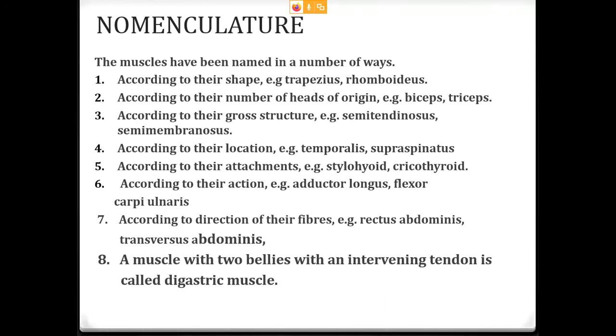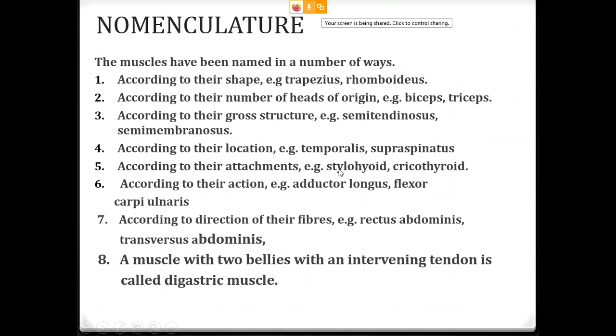First one is trapezius. According to their shape, the muscle name is trapezius; it is in the form of a trapezium. Then rhomboideus, as it is in the form of a rhomboid, so it is called rhomboideus. According to the number of heads of origin, the biceps arises from two different areas of the bone, so it is called biceps, and triceps arises from three different areas. Then according to the gross structures, there are muscles like semitendinosus. Some part of the muscle appears like a tendon, so it is called semitendinosus. And semimembranosus, some part of it appears like a membrane, called semimembranosus. According to their location, as it is located in the temporal region, the muscle is called temporalis, and supraspinatus.